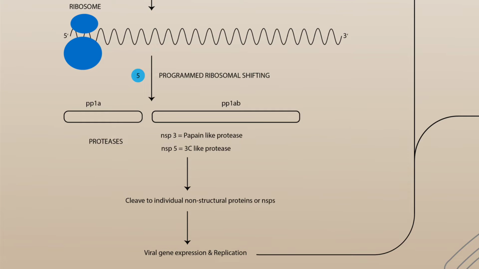Step 5. These are translated with the help of programmed ribosomal frameshifting into two large polyproteins, PP1A and PP1AB. Within these polyproteins are proteases or molecular scissors that the virus encodes. For example, NSP3 is papain-like protease and NSP5 is 3C-like protease. These proteases cleave giant polyproteins into many different proteins, each having a separate function for viral gene expression and replication.